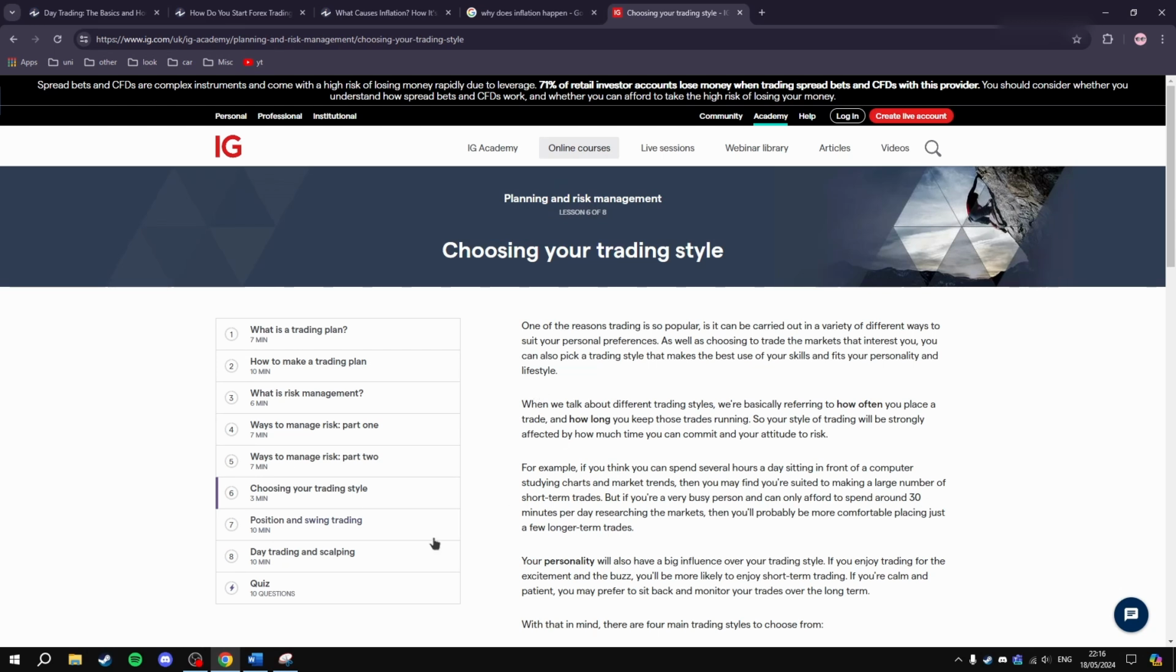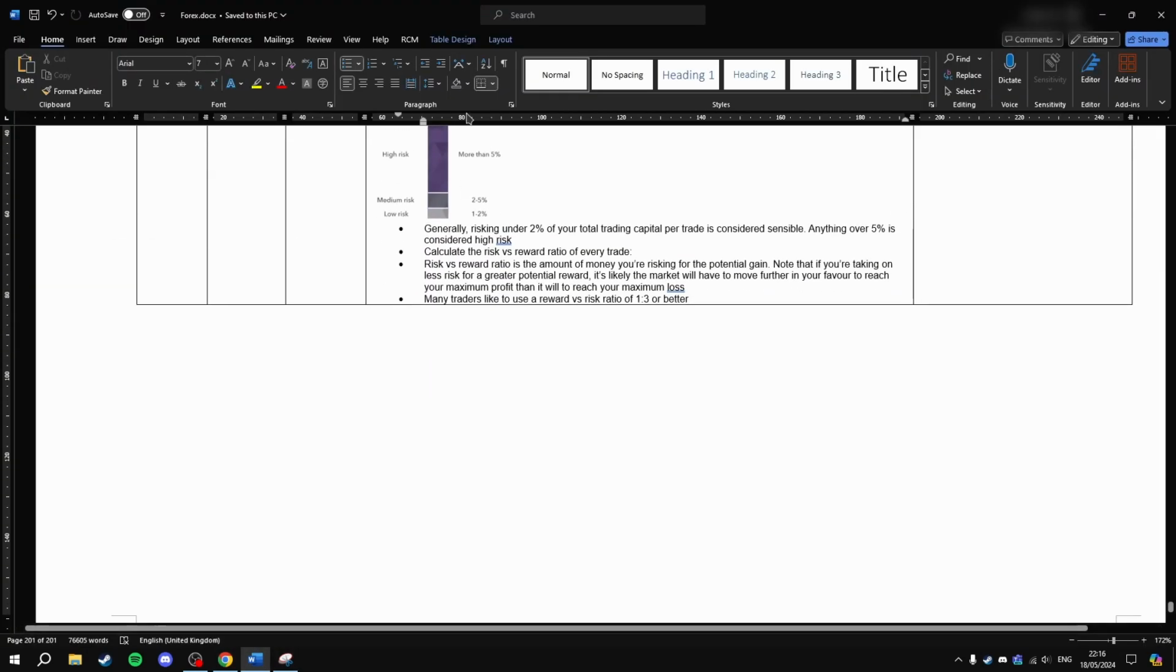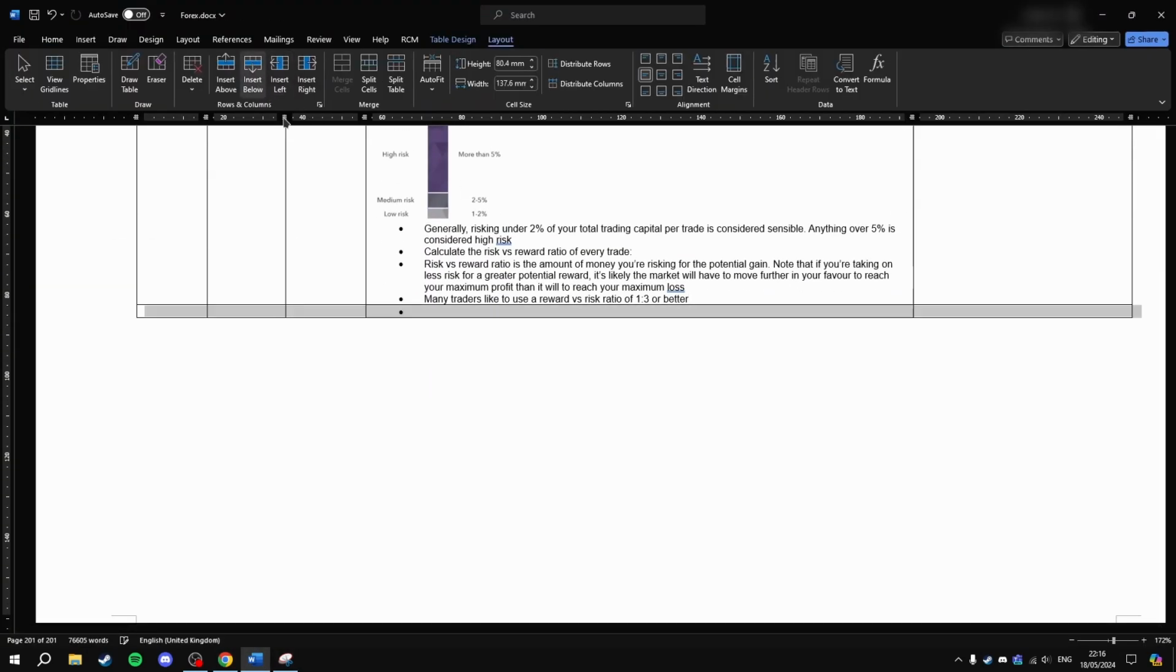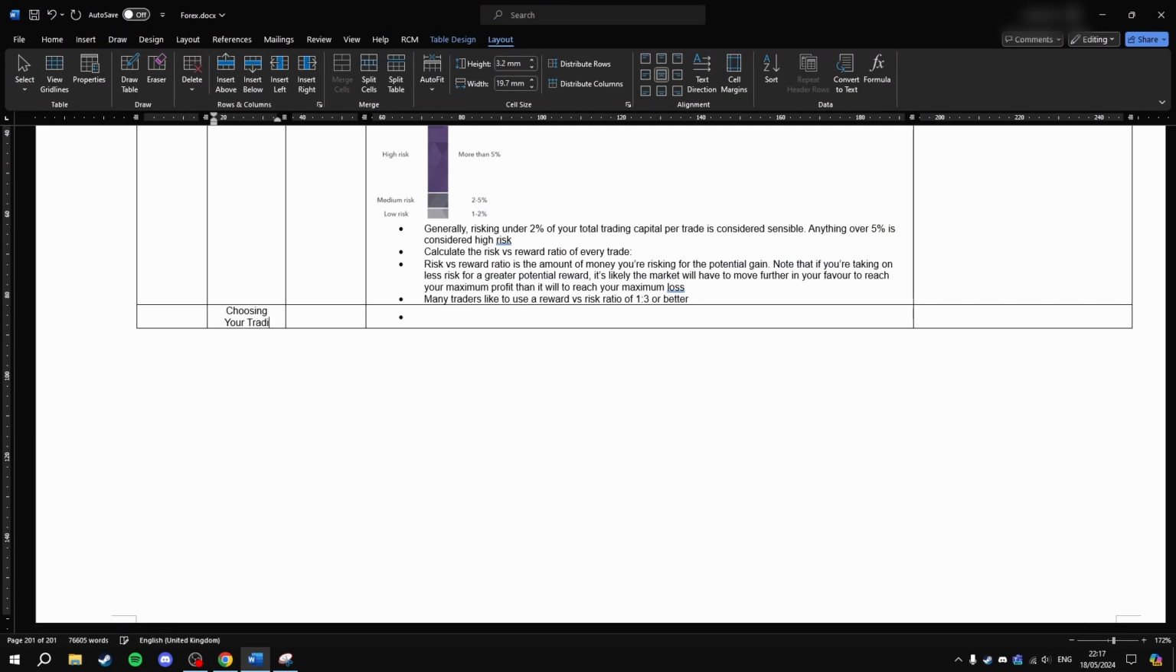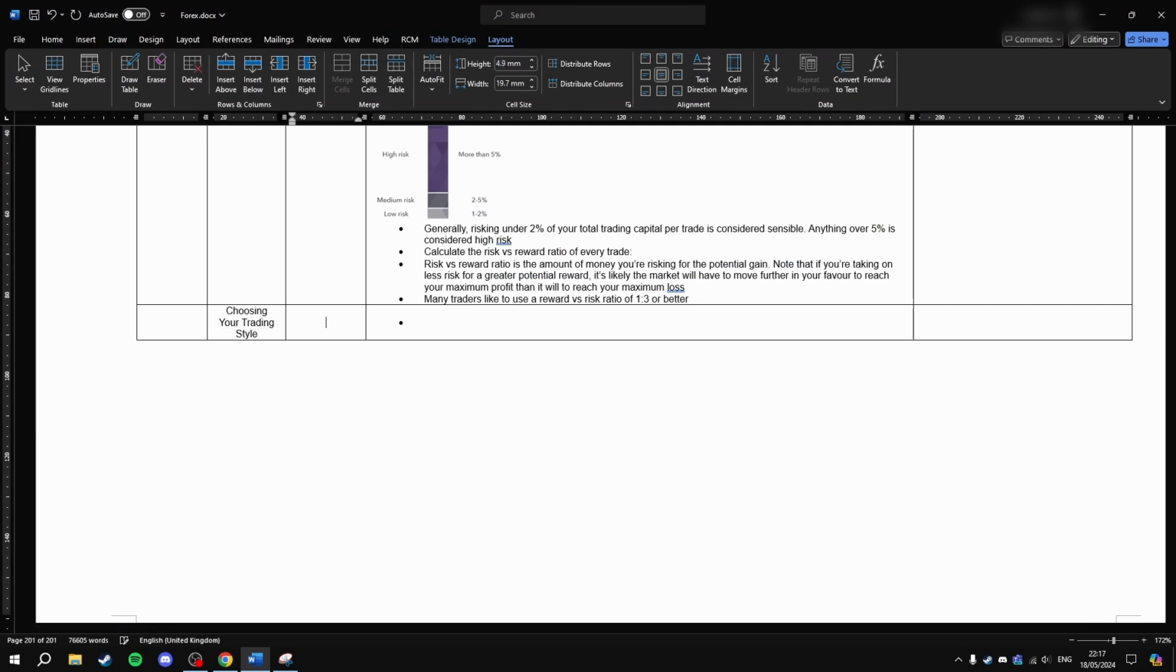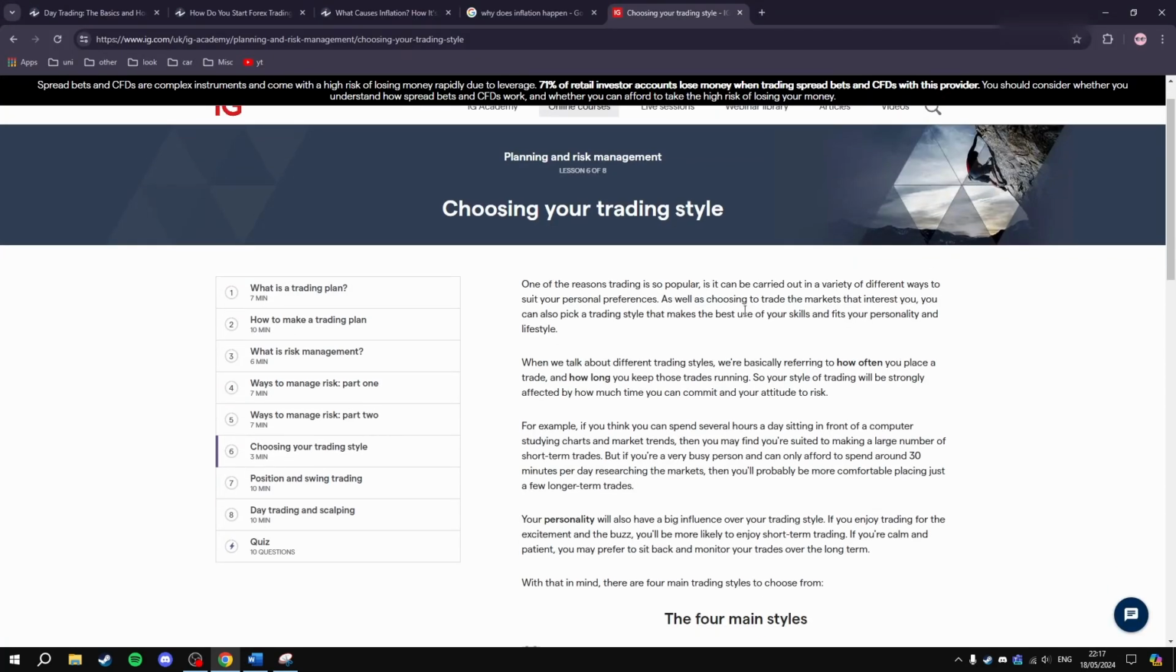Okay, choosing your trading style. One of the reasons trading is so popular is it can be carried out in a variety of different ways to suit your personal preferences. As well as choosing to trade the markets that interest you, you can also pick a trading style that makes the best use of your skills and fits your personality and lifestyle.